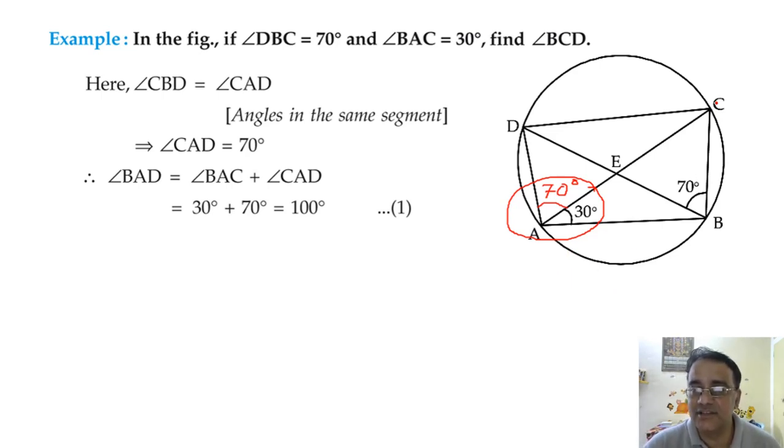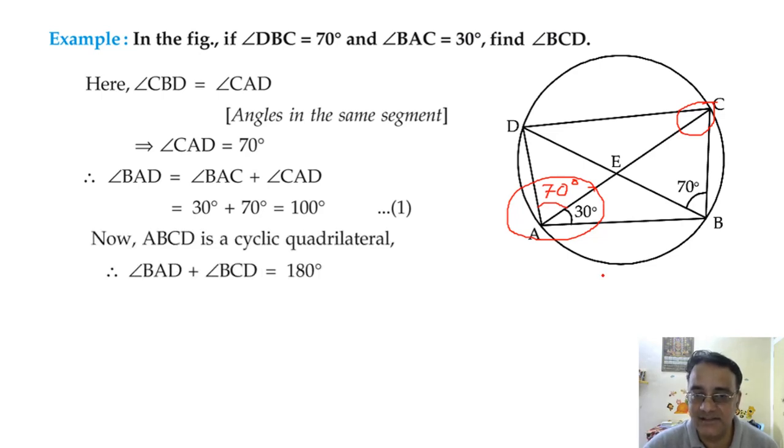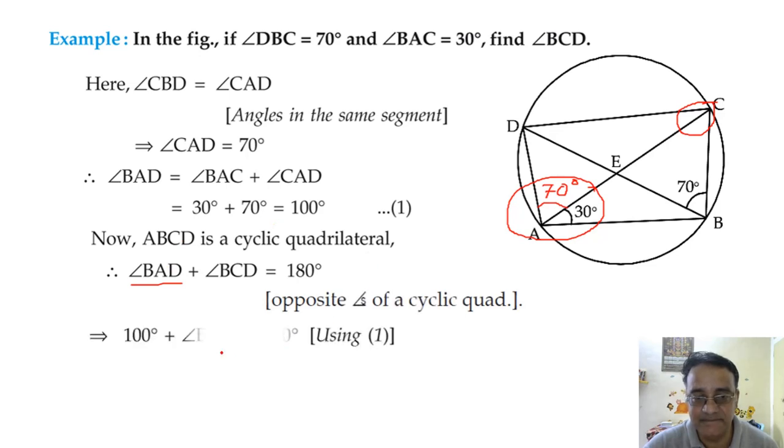Now the sum of these two angles is 180 degrees, opposite angles of a cyclic quadrilateral. So we'll substitute: angle BAD is equal to 100 degrees. Then we'll shift to this side.